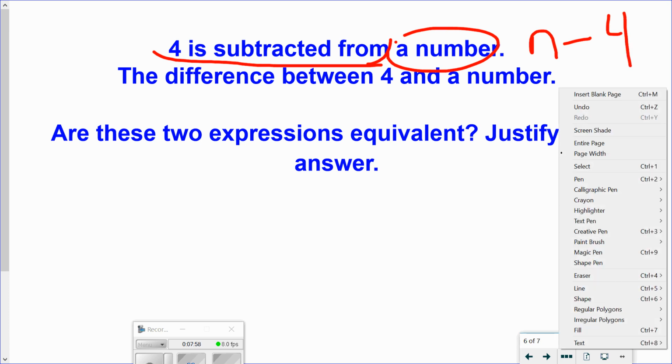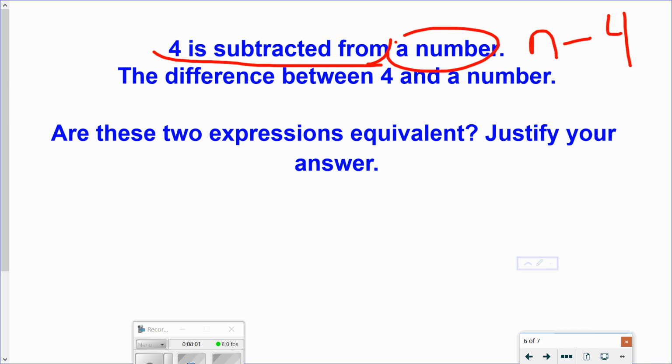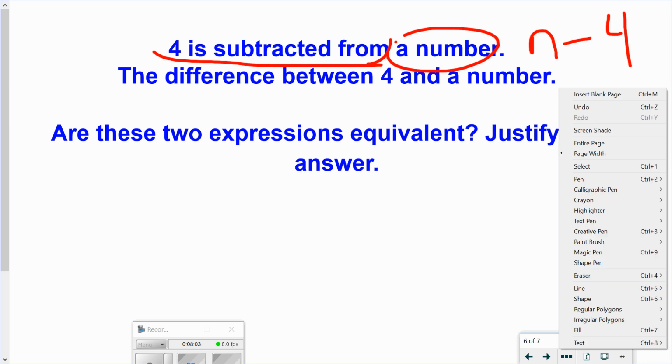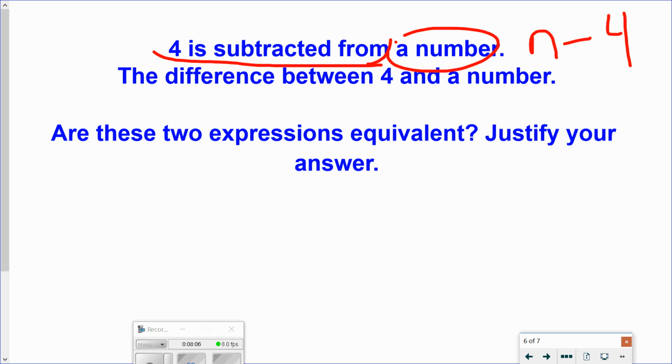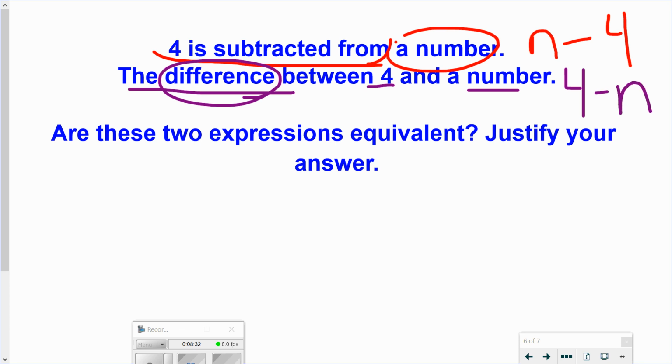For the next one, we have the difference between 4 and a number. So now we know the differences between them. Difference is another keyword that shows subtraction. But in this case, we're not saying we're subtracting it from. So the difference between 4 and a number, the order is going to remain the same. So the difference between 4 and a number would be written just like that.